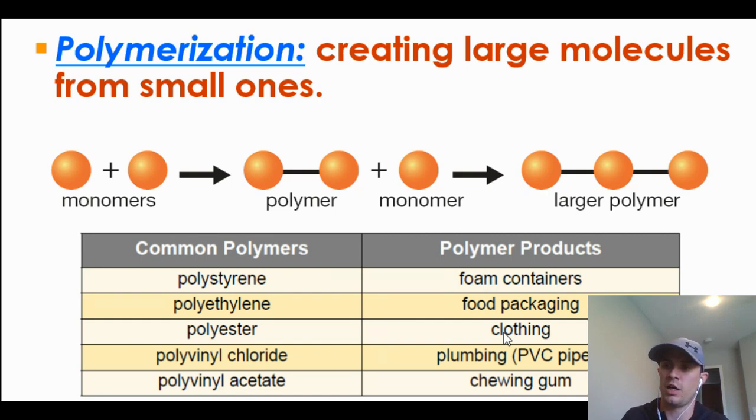There's all kinds of materials for this. My brother-in-law is a mechanical engineering student and just about finished with his master's, and he had to take an entire class on polymers. Different materials for different things. You can see all of these different polymers down here. Polystyrene would be like foam containers, or polyethylene, food packaging. Polyester you have in your clothes. Polyvinyl chloride is PVC pipe. Polyvinyl acetate we use in chewing gum.